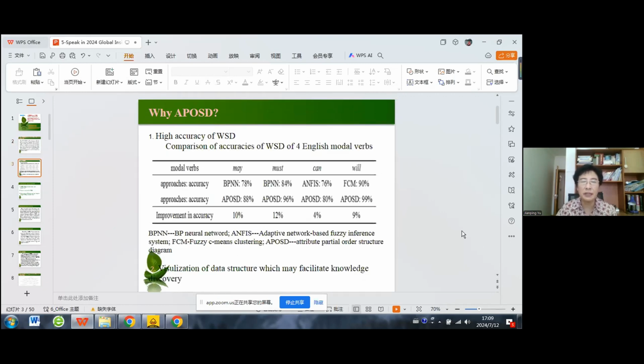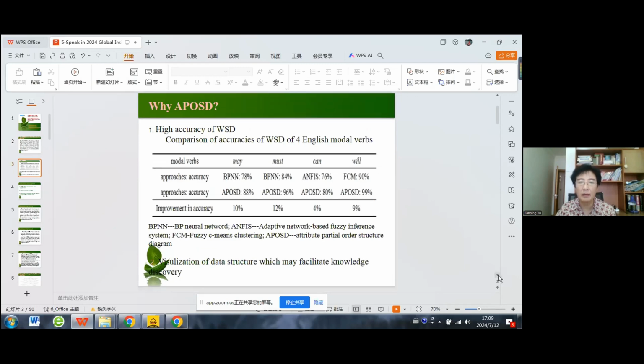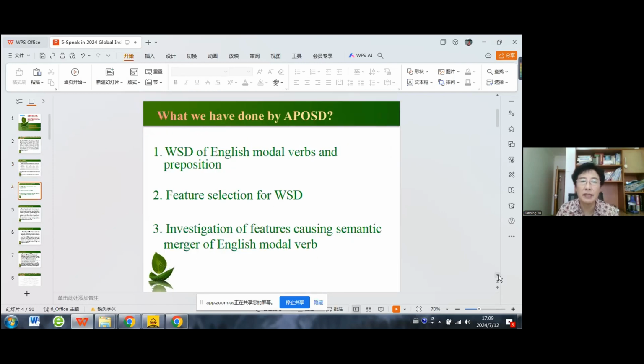This is the result of a comparison of accuracies of word sense disambiguation of 4 English modal verbs by different approaches. As you can see from the result, APOSD makes an improvement in accuracy of word sense disambiguation. What have we done by APOSD? We have done word sense disambiguation of English modal verbs and prepositions. We have also done feature selection for word sense disambiguation. And then we have investigated the features causing semantic merger of English modal verbs.